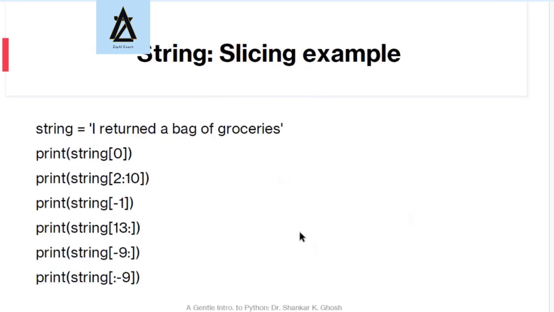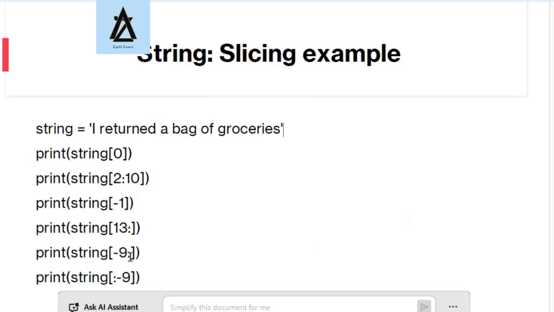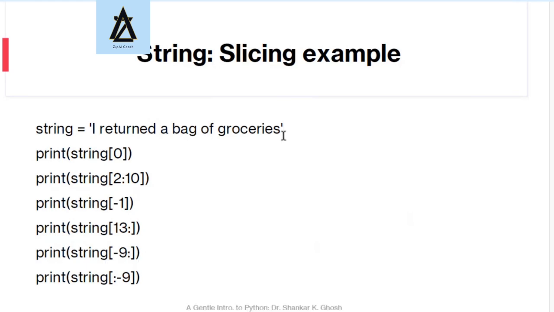For example, for the string that I have discussed, I returned a bag of groceries. If you write string[0], it is the 0th character, the first. If you write 2 to 10, then the gap is the second, then third, fourth, fifth, sixth, seventh, eighth, ninth, 10. So maybe only this word will be printed. If it is -1, it is the last character. If it is 13, it will start from the 13th character till the end. If it is -9, it will start from -9 till the end.